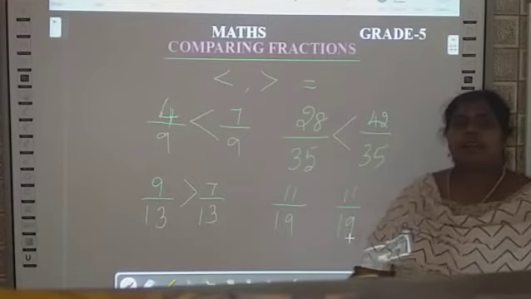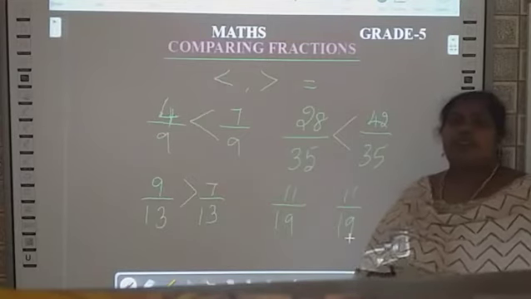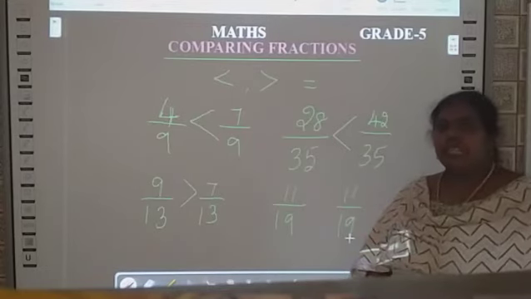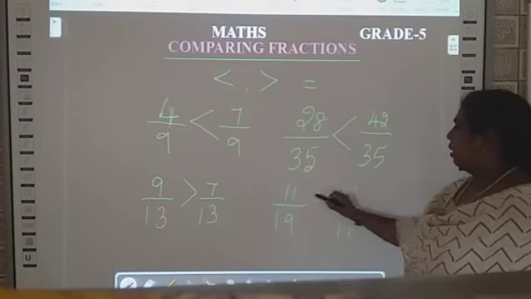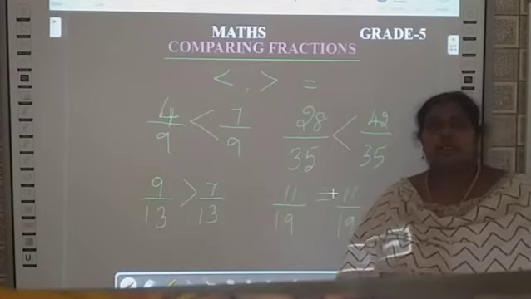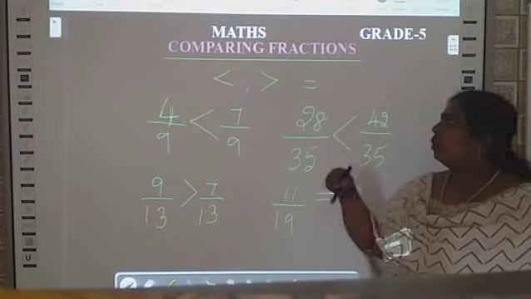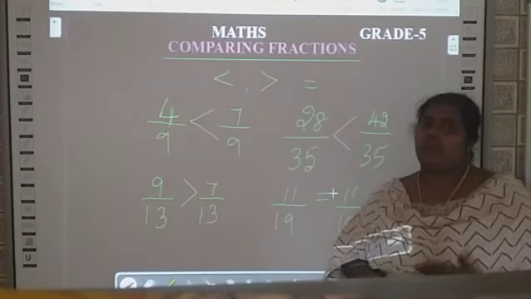See here the denominator is equal, then the numerator is also equal. So which symbol are we going to use? Equal symbol, right? So both are equal. So these two fractions are equal, right? Do you understand? Yes. Now you know how to compare like fractions.